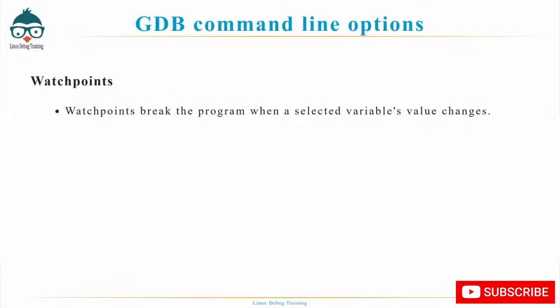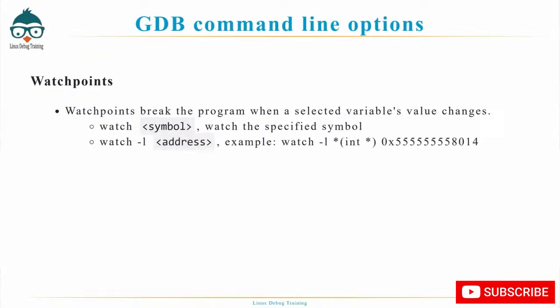Watchpoints break the program when a selected variable's value or a designated memory location's value changes. We can set a watchpoint on a variable by typing watch, followed by a space, followed by the variable name. We can also set a watchpoint on a particular memory location. And to do this, we would type watch -l.